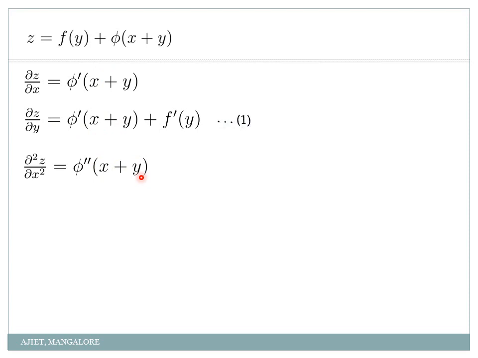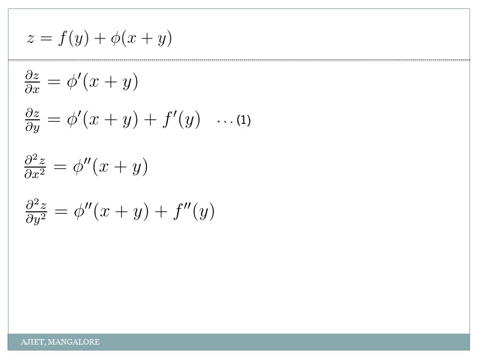So now what to do? See, I didn't know that I'll get phi double dash here, but I did. You go on differentiating. Okay, next I'll do dou square z by dou y square. So I'll get phi double dash of x plus y plus f double dash of y. What to do now? See, somehow I need to eliminate this, correct? So I cannot do anything with these equations now. I have done all possible ways of differentiating. Is it so? I did dou z by dou x, dou z by dou y, dou square z by dou x square, dou square z by dou y square. Even after doing all these four derivatives, I cannot eliminate the constant.